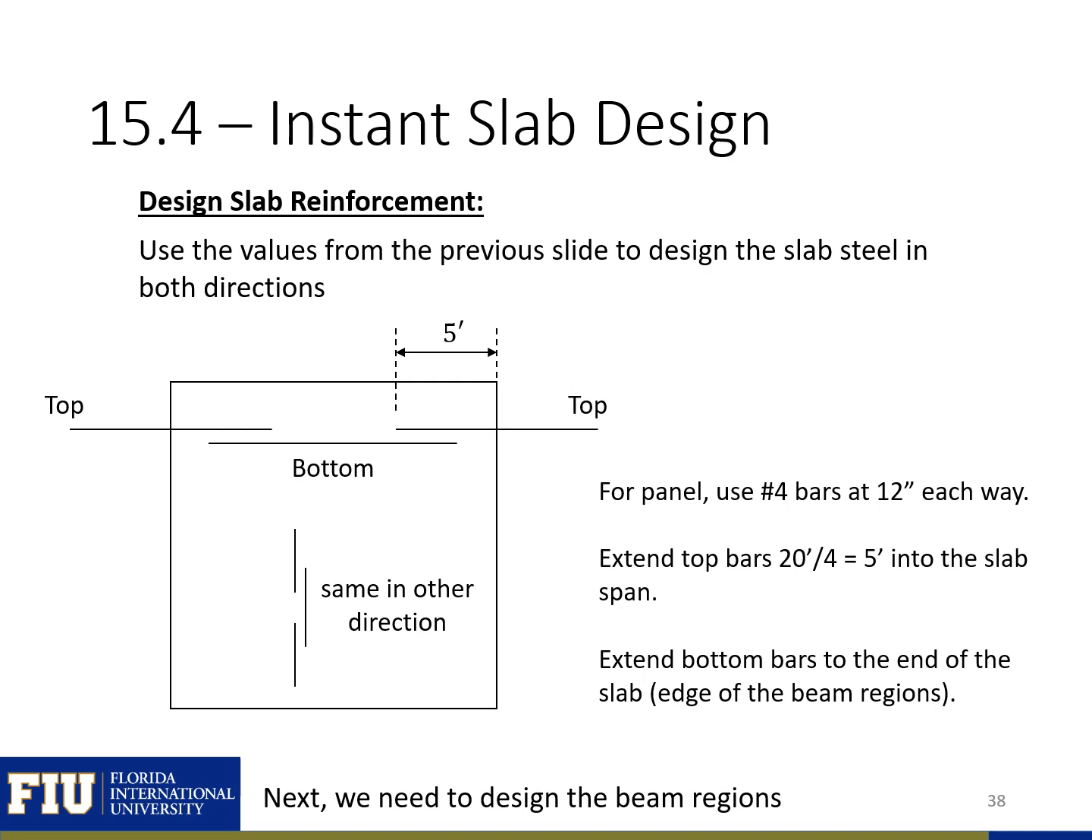Using the reinforcement ratios from the previous slide, we can see that if we have number 4 bars spaced at 12 inches in each direction, we'll satisfy our design requirements and also our minimum steel requirements. We can extend our top bars 5 feet into the slab from the adjacent spans, and we can extend our bottom bars all the way to the edge of the beam regions. So doing this will satisfy all of our slab design requirements.